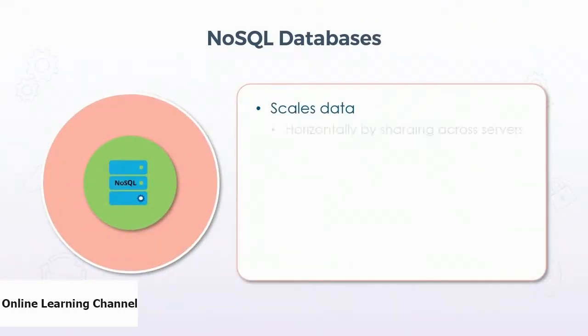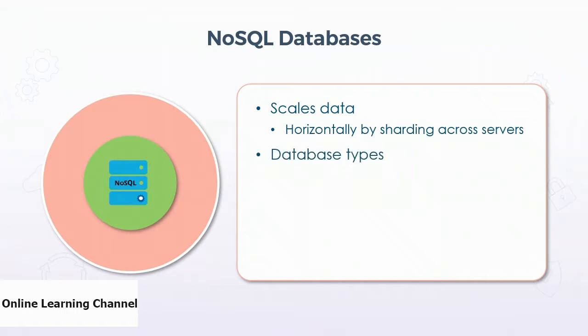NoSQL scales very well horizontally by sharding across servers, meaning that the records can be broken up and hosted in a distributed manner. This is easy specifically because NoSQL doesn't enforce schema rules on the dataset. Relational databases, on the other hand, often have complex schema rules that would be difficult to enforce across servers. There are different types of NoSQL database.